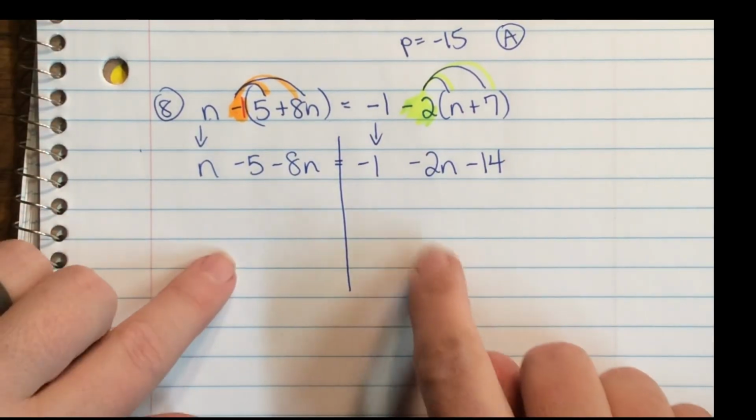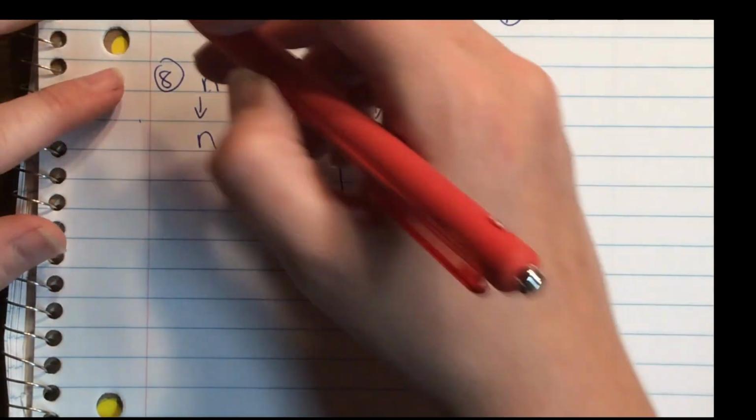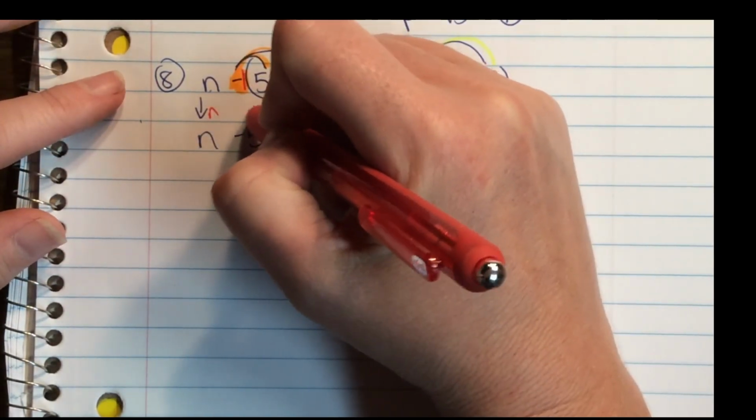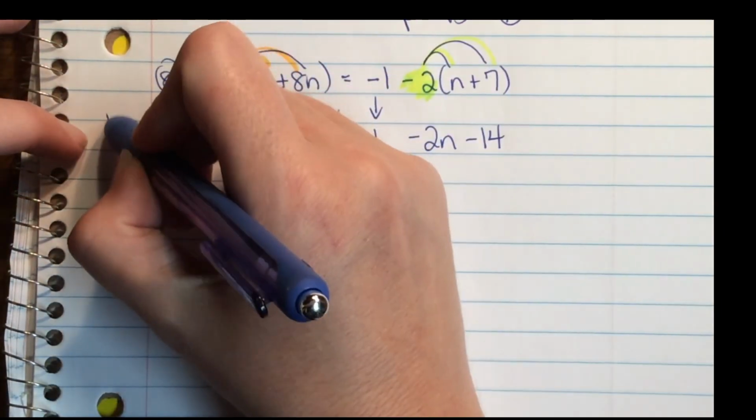So I have two sides of the equation, and there's a lot going on each side. So I'm going to go through and I'm going to label. I got an n, a number, and an n. So I have things that I can put together.